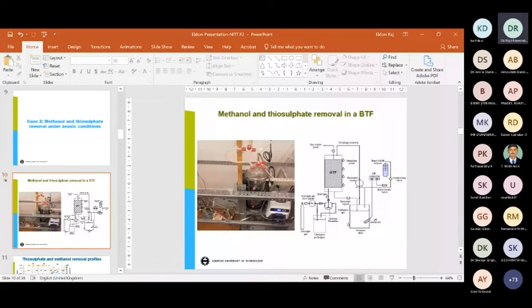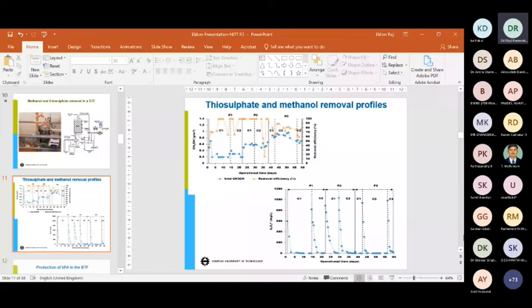Okay, so now you can see the results here. We found very high methanol removal. CH3OH is methanol, and its removal was relatively high compared to the thiosulfate, because thiosulfate was not passed in continuous mode, it was passed in a recycling mode.